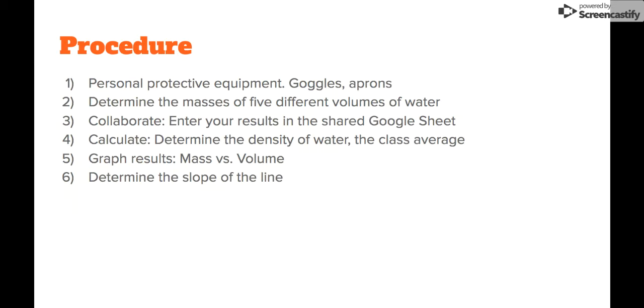The procedure. Personal protective equipment, goggles and aprons. Determine the masses of 5 different volumes of water. Collaborate. Enter your results in the shared Google Sheet. Calculate, determine the density of water, the class average. Graph results, mass versus volume, and determine the slope of the line. You should refer to the printed lab instructions. However, there is an abbreviated procedure for our discussion.